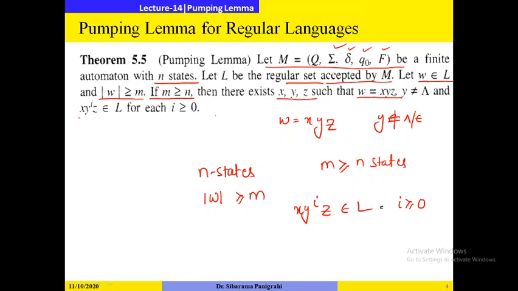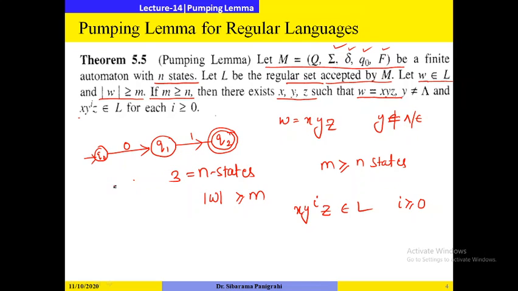Let me explain this again. Suppose I take a finite automaton. This is a finite automaton. From q0, by taking 0 as input, it goes to q1. By taking 1 as input, it goes to, let's say, q2, which is the final state. Here, how many states are there? There are 3 states, so n equals 3.